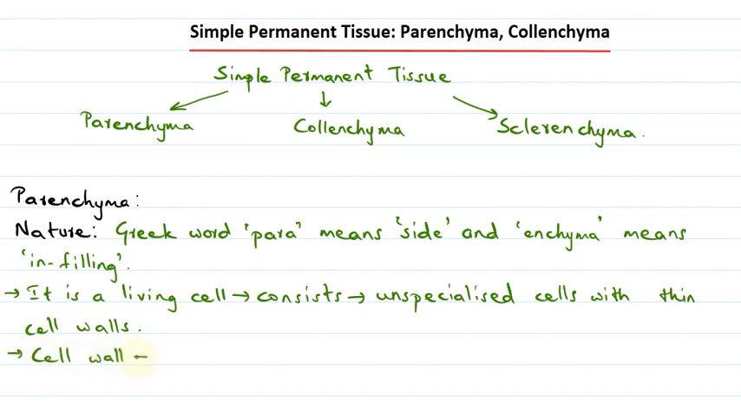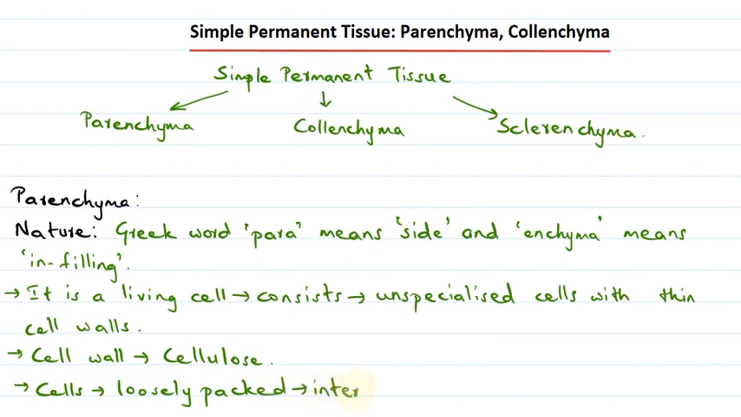The cell wall is made of cellulose. And the cells are loosely packed with intercellular spaces between them. They are loosely packed, that is, intercellular spaces are present between the cells.